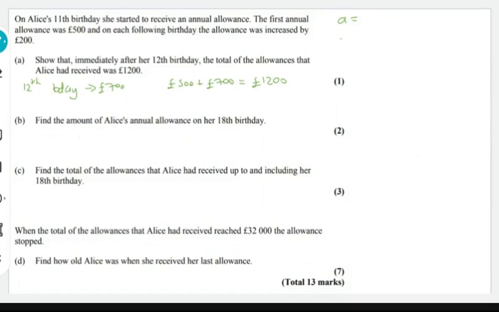So then it would just be n minus 1 is 17. So A is 500, so 500 plus 17 times 200 equals 3,900. It's quite a big number.